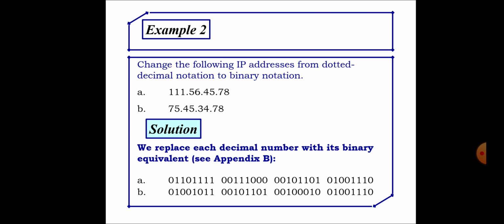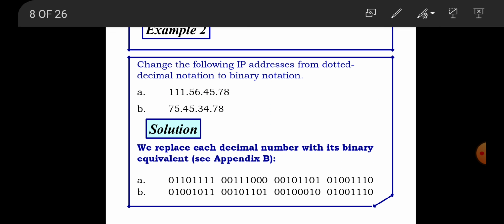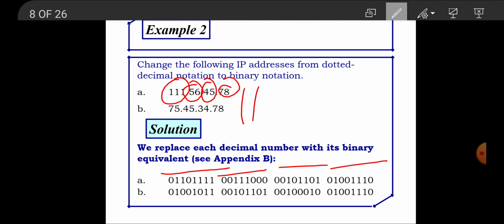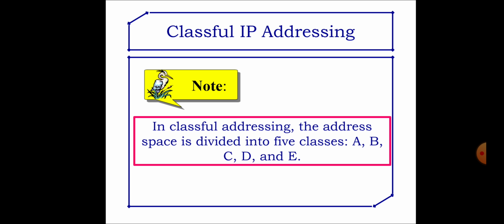Now suppose there is another example, if you have to convert the decimal number into binary. So we are simply taking the binary of 111, binary of 56, binary of 45 and binary of 78, and simply you can convert the decimal form into the binary form. Okay. So now this is very important, classful IP addressing.